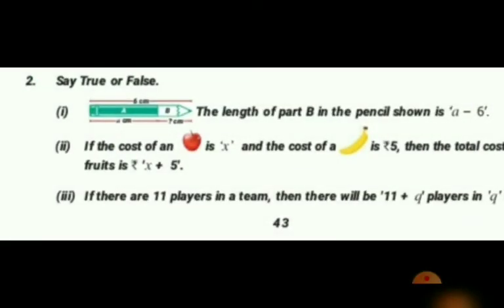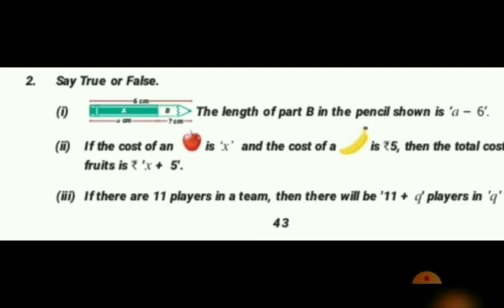Say true or false. See the diagram. The length of part B in the pencil is A minus 6. So, the total length is A. Total length is 6 centimeters. Part A is A, so what is the remaining part? Part B is 6 minus A, but it is written wrongly as A minus 6.